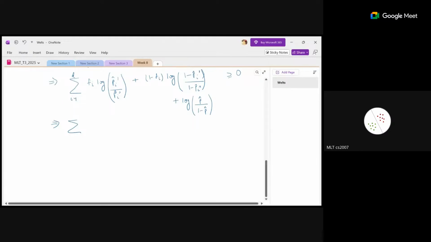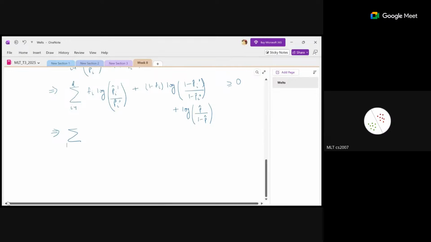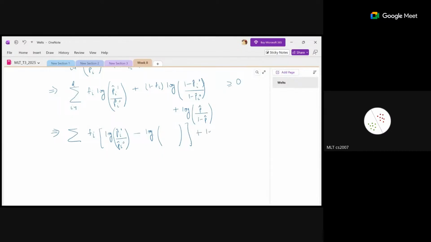All right. So we can keep fi at the same place. So we have fi, and then we can have log of pi hat 1 divided by pi hat of 0, minus log of this term, plus log of this thing plus log of this thing. And i is varying from 1 to d. This is what we have, and this has to be greater than or equal to 0.